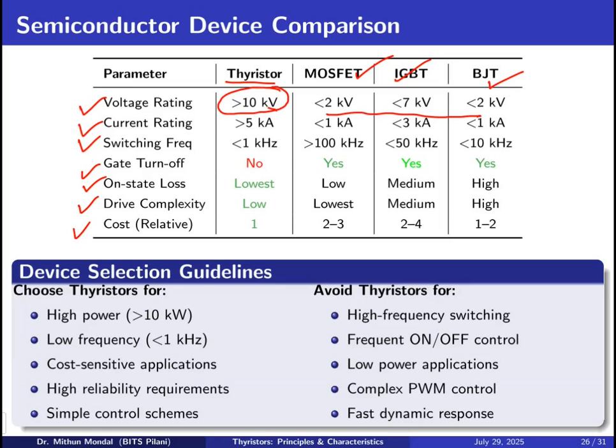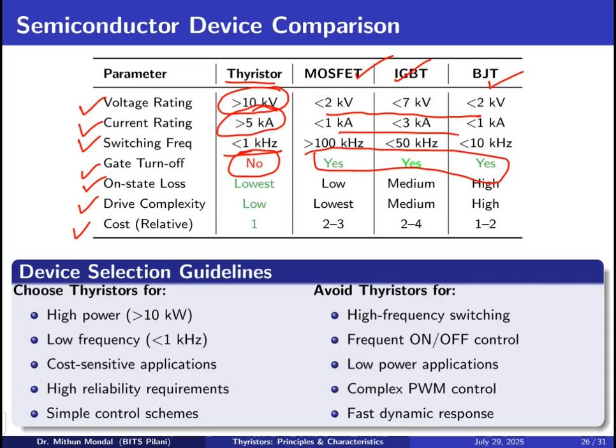So in this range you can see it is the highest. Current rating also greater than 5 kiloampere. So again it is the highest among other power semiconductor devices. Switching frequency less than 1 kilohertz. The gate turn-off is no here in thyristor, but yes in all the other power semiconductor devices.